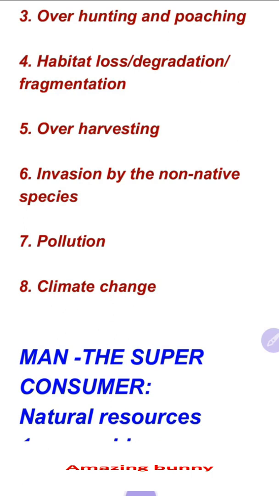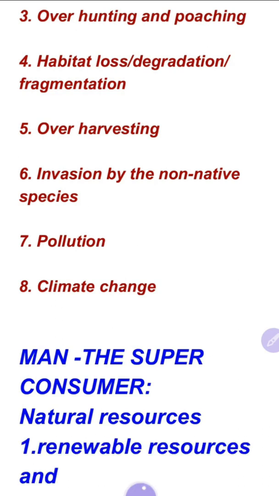Another factor is the invasion by non-native species. What do we mean by non-native species? Native species are local to a particular area, and non-native species are introduced species, that is, they are introduced from somewhere else. Non-native species compete for food and other climatic factors with native species, and they also damage the native species. Next factor is pollution. You know pollution is a major cause.